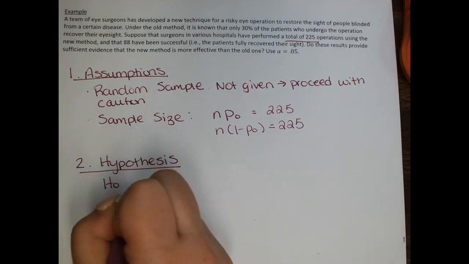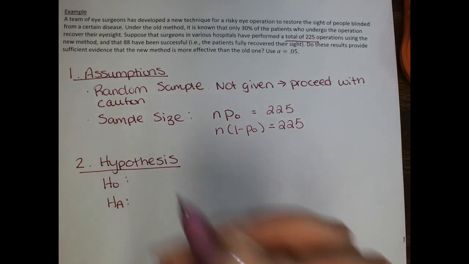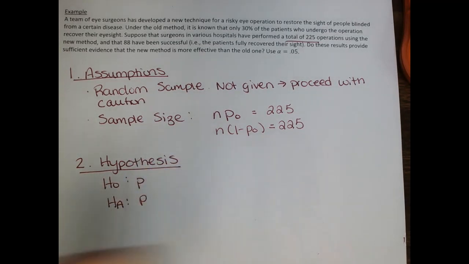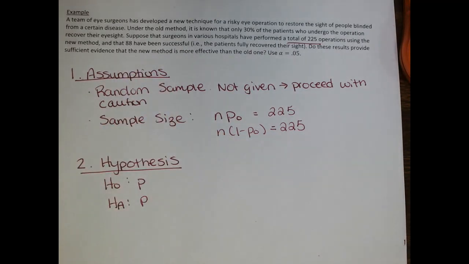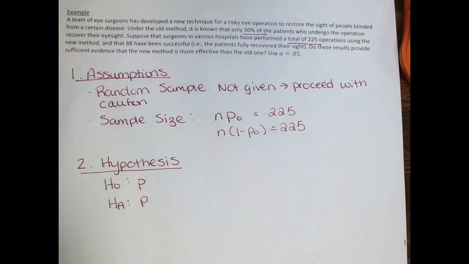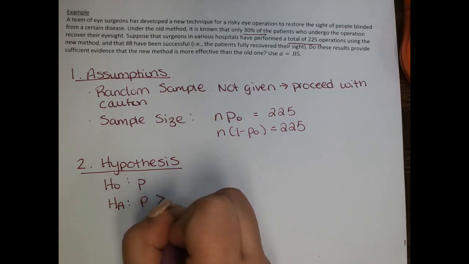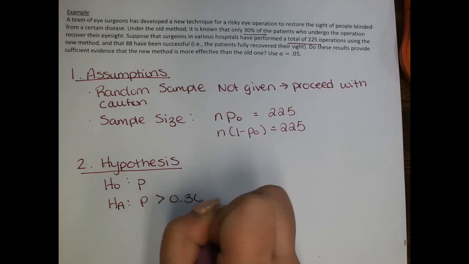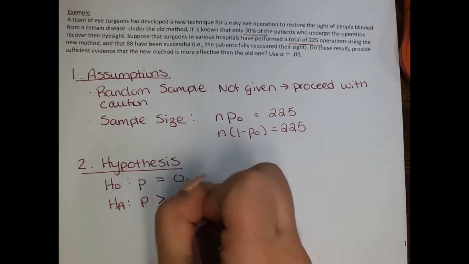For our hypotheses, we list the null and the alternative, and remember for these examples we're working with the population proportion, so we use p. And notice our question here is, do the results provide sufficient evidence that the new method is more effective than the old one? Well, under the old method, it's known that only 30% of patients who undergo the operation recover their eyesight. So we would like to prove that the new method is more effective. In other words, we have more than 30% of the patients who recover their eyesight. So under the null, p will be equal to 0.30.